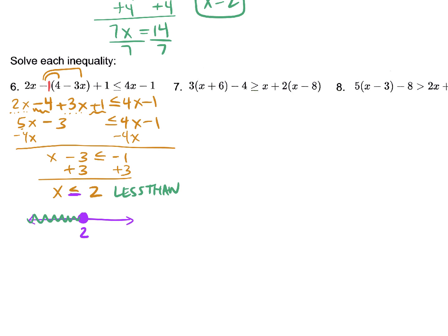Number 7. Number 7, again, this is all these parentheses. These will be as tough as they can get. If you can do these, you're a pro. 3 times x, 3 times 6 is 18, minus 4, greater than or equal to x stays the same. And then we have plus 2x. Make sure you distribute it to both pieces. So 2 times negative 8 would be negative 16.